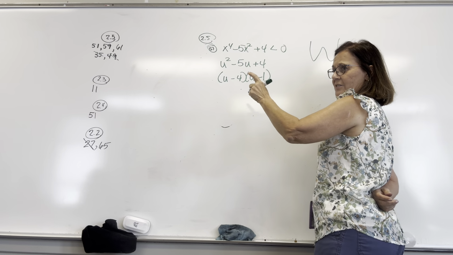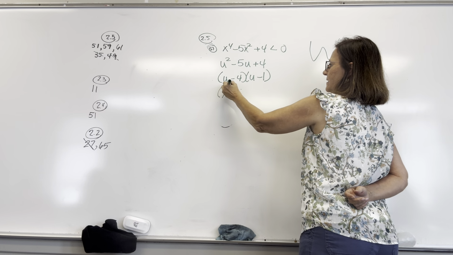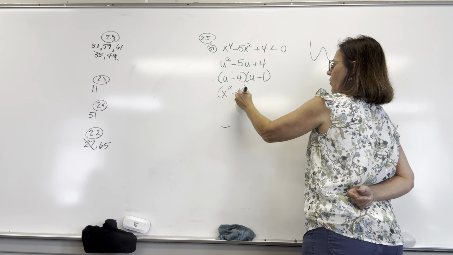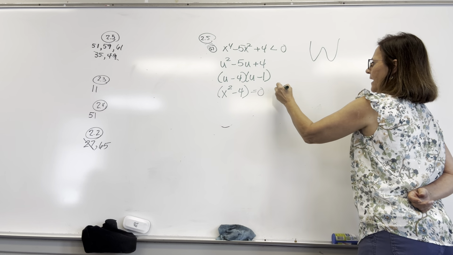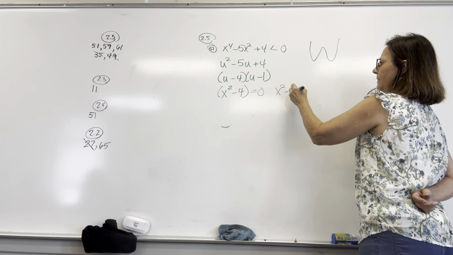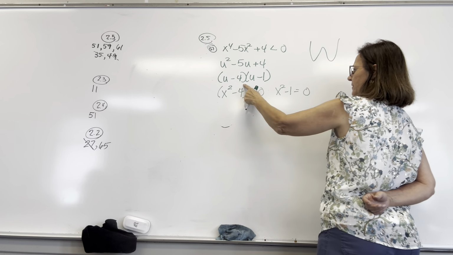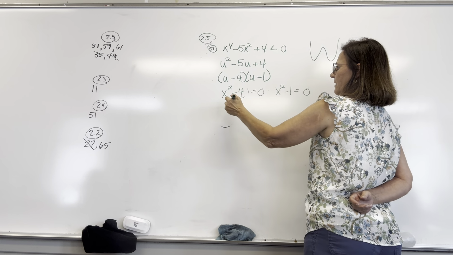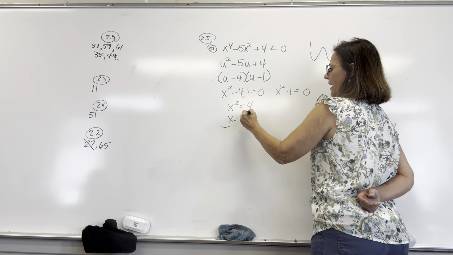Now we're going to go back to x squared. X squared minus 4, and we're going to set it equal to 0 to solve. X squared minus 1 equals 0. I didn't need the parentheses here. So x squared equals 4, x is plus and minus 2.